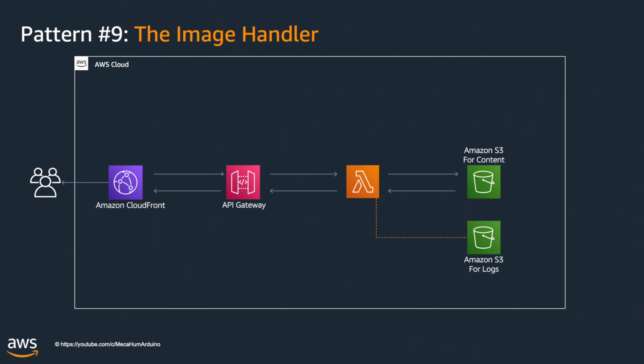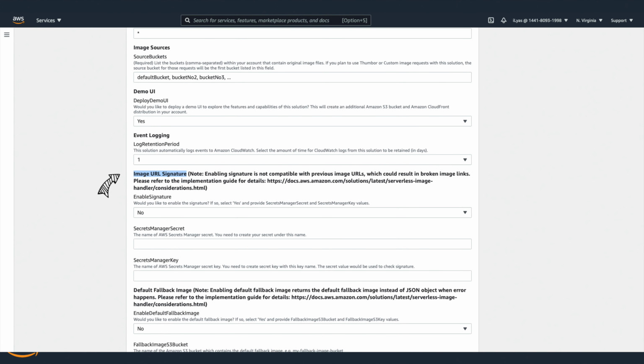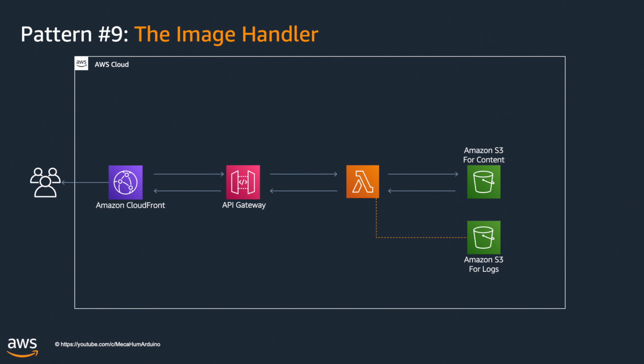Another choice you'll be presented with is to activate an image URL signature feature. And if you choose yes, the Lambda function will be configured to retrieve the secret value from your existing AWS Secrets Manager to validate the signature. And you probably want to enable it in order to have a secured end-to-end request and response, which allows you to prevent unauthorized use of your proprietary images.